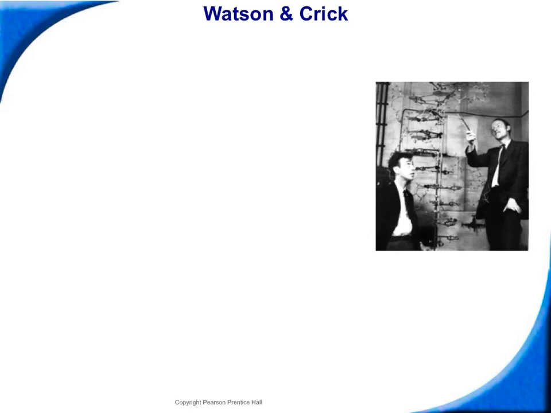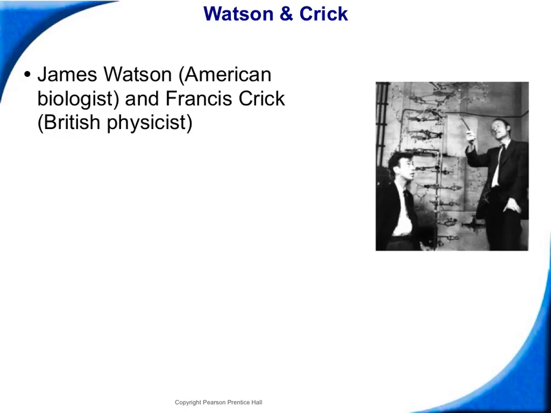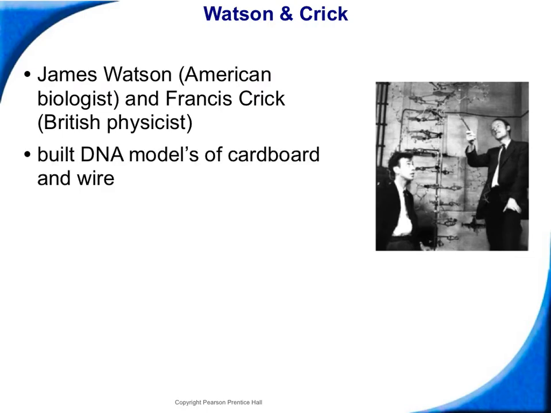While Franklin was working on her X-ray diffraction work with DNA, 2 scientists were working. One was an American biologist, James Watson, and the other was a British physicist by the name of Francis Crick. And they were also trying to figure out the structure of DNA. And this was actually going on in 3 different parts of the world. Watson and Crick were working on it, Linus Pauling was working on it, and Rosalind Franklin was working on it, along with kind of her boss, Maurice Wilkins.